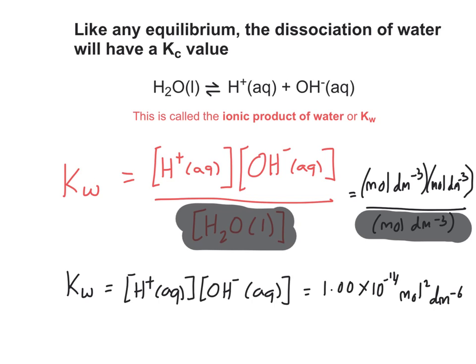So that means the Kw expression is H plus times OH minus, and the value we assign to this is 1 times 10 to the minus 14 moles squared decimeter to the minus 6. And this value is provided on your data sheet that you get in your exams.